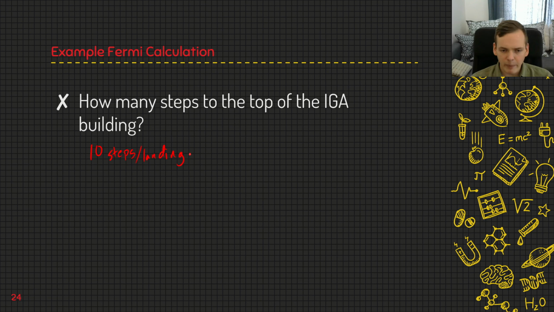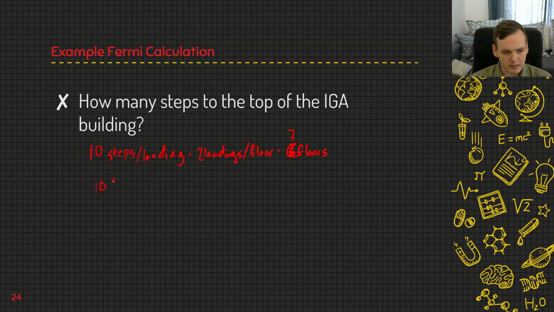And then if I think about it, there's 2 landings per floor. And then if I think about it, there's 6 floors in IGA, right? There's ground up to the 6. So actually, we could say that there are 7 floors. Let me fix that.